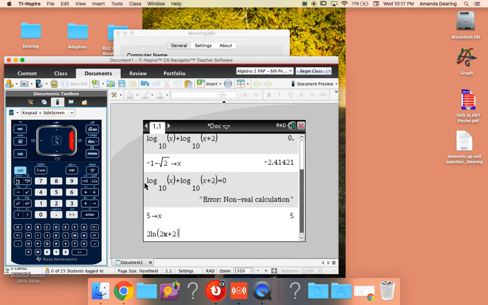That is supposed to equal the natural log of 16, let's get out of there, plus 2 times the natural log of x minus 2.